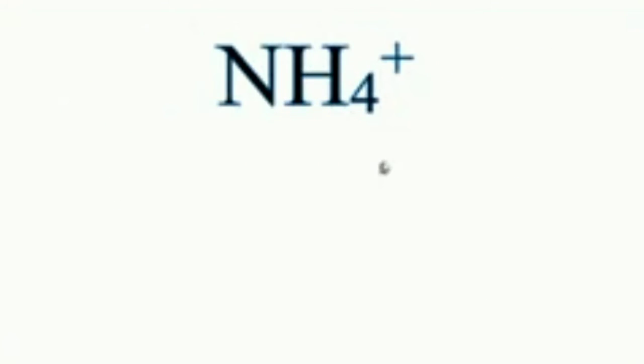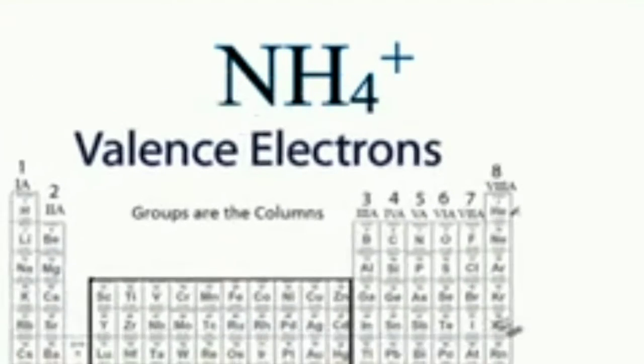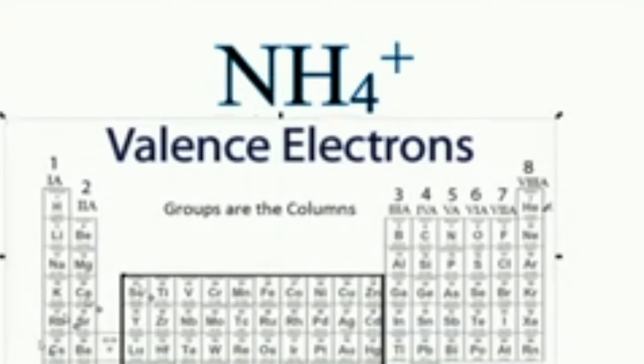So it's the same process here. We'll count the valence electrons for this element, then we use the periodic table. We have nitrogen, which is right here, and that's in group 15 or 5A, which has 5 valence electrons. And remember that hydrogen has 1 valence electron because it's in group 1.